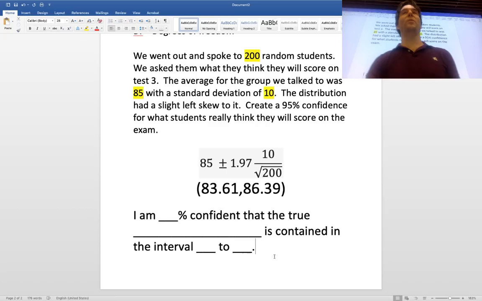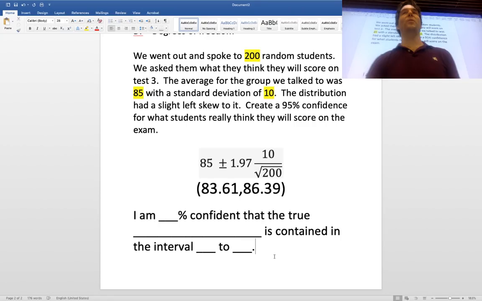Condition 1, random. Make sure it's randomly sampled. Condition 2, less than 10%, and we violate that because 200 students is more than 10% of all Stat Tool 1 students because there's 1,000. You could then show the formula. 200 divided by 1,000 is what percent? 200 divided by 1,000 is 20%, 0.2, 20%. Does that make sense? So you've violated the 10% condition.